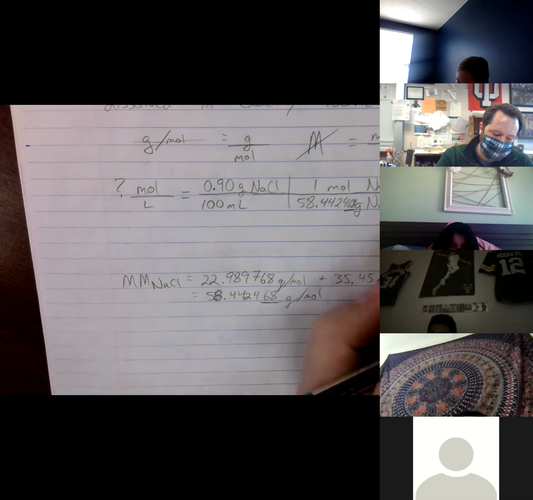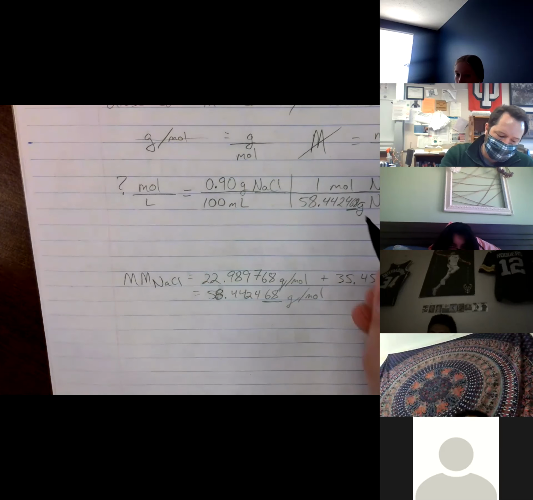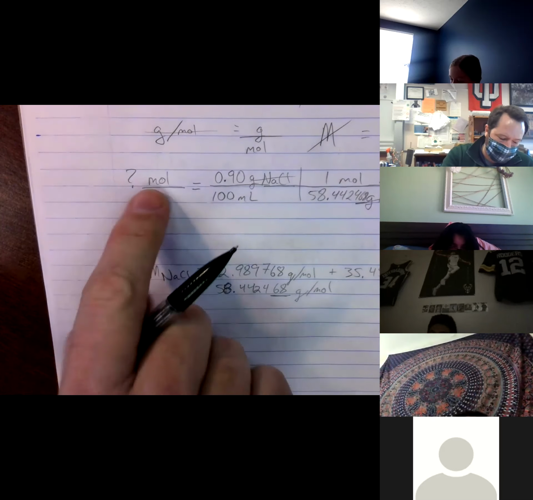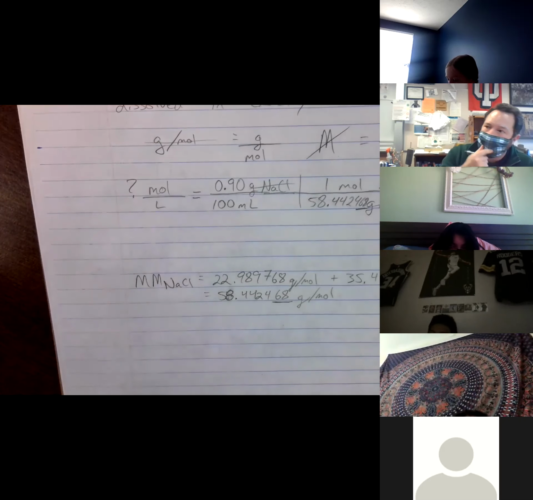Grams of sodium chloride per mole of sodium chloride. My grams of sodium chloride is canceled out. I have moles on top, and look, that's what I wanted. The advantage of having set this up properly. That's what I needed.